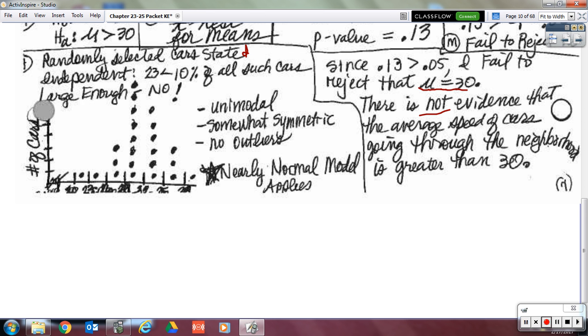But is 23 large enough? No, it is not. So 23 is not large enough. Therefore, what's our next line of defense? What are we going to check for next? Don't just start drawing a thing. Go look up there and see in the problem. Go look and see if the problem says the population is normally distributed or even approximately normal. If so, woohoo! Then you write that down and you go on.